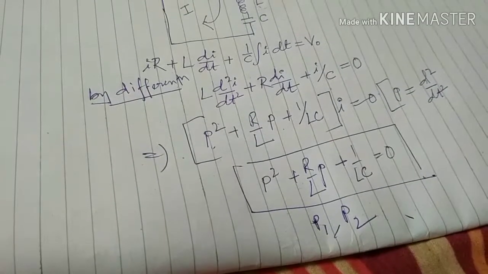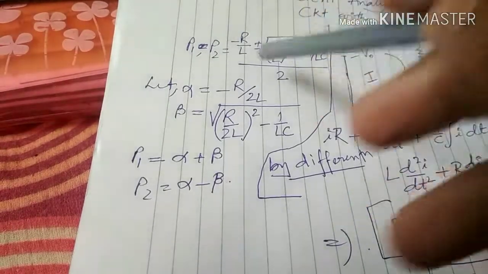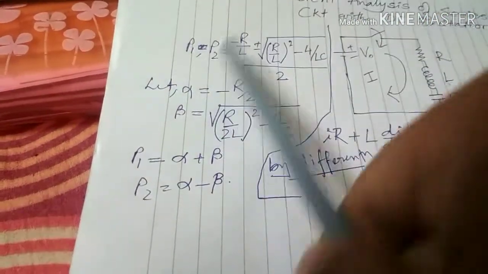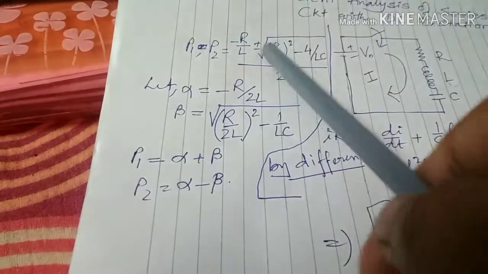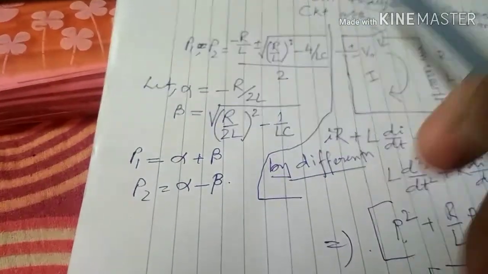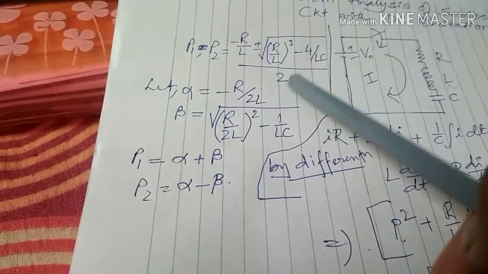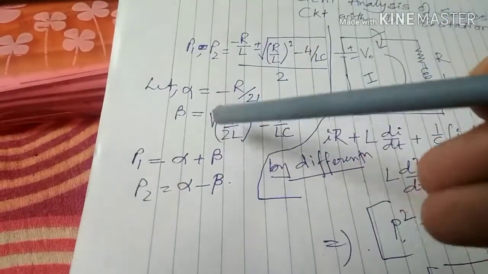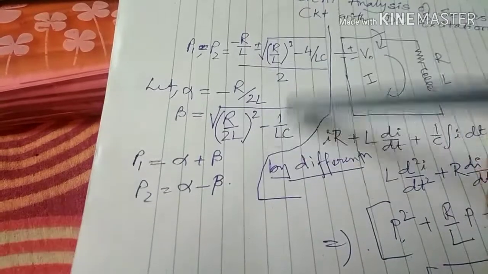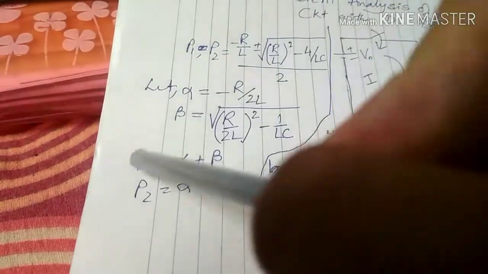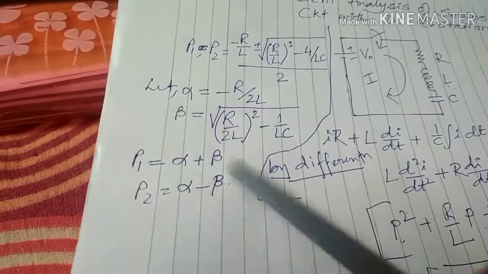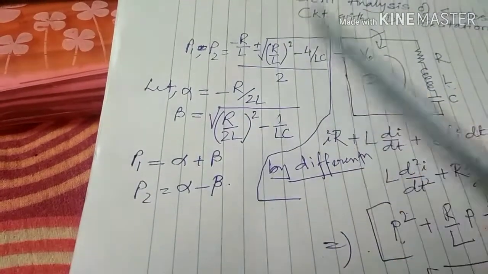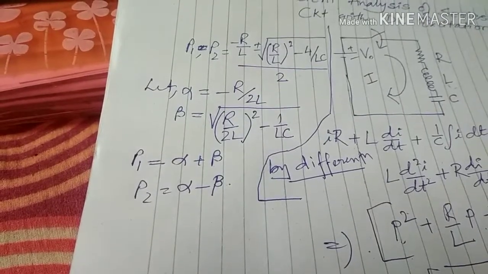By the solution of the quadratic equation we get P1, P2 equals minus R by L plus minus root over (R by L) whole square minus 4 by LC, all divided by 2. Here alpha equals minus R by 2L and beta equals root over (R by 2L) whole square minus 1 by LC, and P1 equals alpha plus beta, P2 equals alpha minus beta. This is the solution of this differential equation, where P equals d by dt.